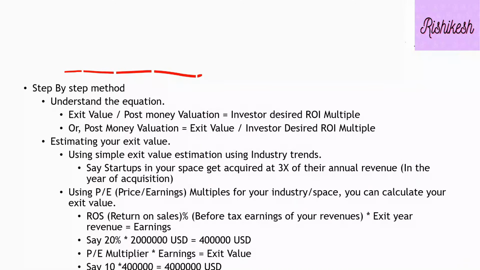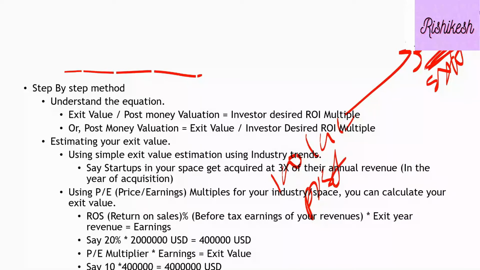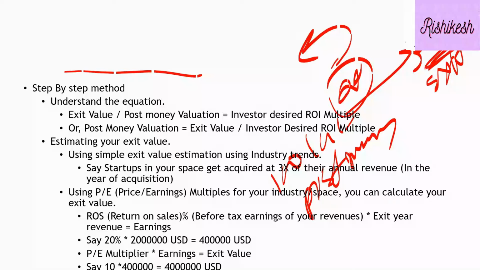Likewise, I was talking about this being 100 lakhs and this becoming 2,000 lakhs. So this is the exit value, and this is the post money valuation, and this 20 is basically the ROI multiple. Why? Because 2000 divided by 100 becomes 20. So 20 is the ROI multiple. So exit value divided by post money valuation is the investor desired ROI multiple, right?